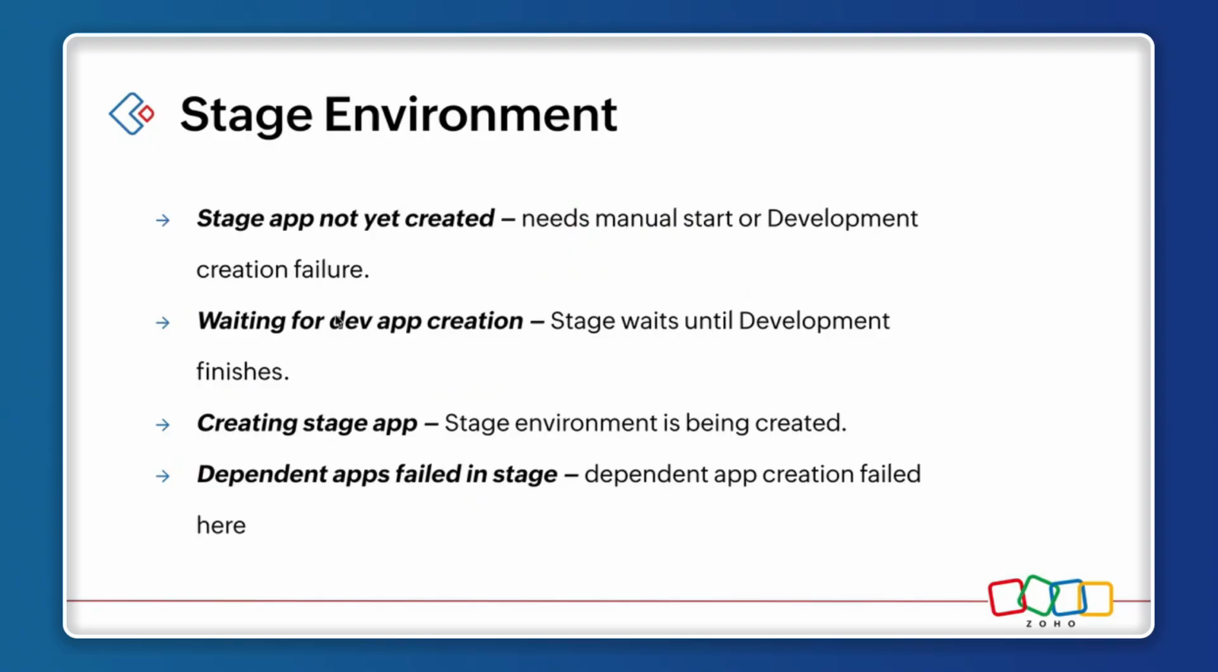Now let's talk about the stage environment statuses. Under the stage environment status, you can find stage app not yet created, and in case it needs a manual start or a development creation failure, this is how it would be denoted through the status. And then waiting for development app creation, so the stage waits until the development is completed. Once the staging environment is created, creating stage app, so that is how a status will be denoted to you. Whereas if the dependent application has failed for the staging environment, dependent app failed in the stage. So these are a few of the statuses that you can find.